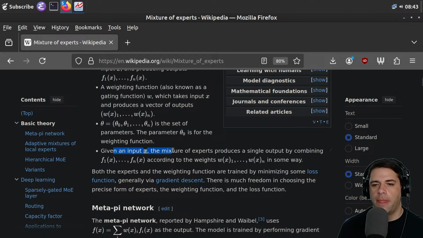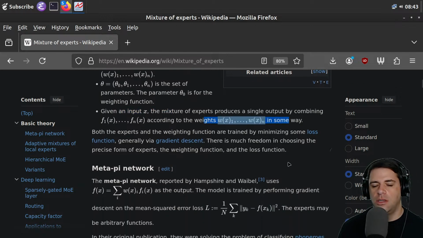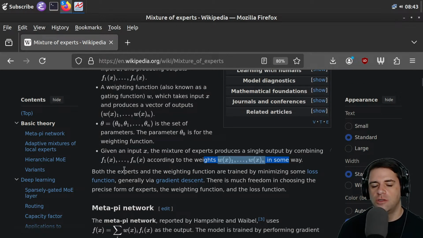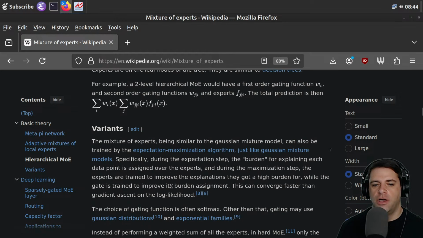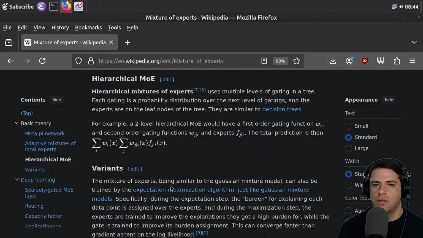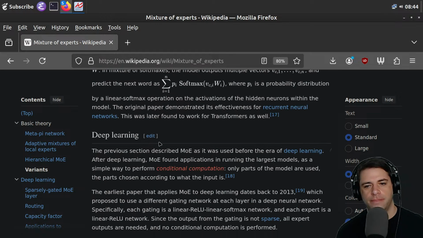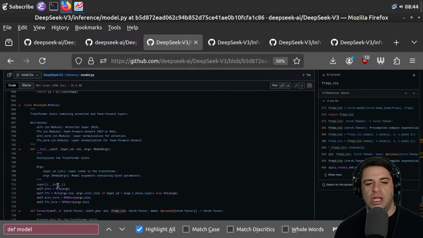And given an input X, the mixture is just you take the weight of X1, multiply it, I think, by F1 of X. Maybe you don't multiply it. Maybe you have some other way of combining it. But essentially, you combine the functions with the weights, and these are all learned, trained parameters. Both the experts and weighting functions are trained to minimize some loss function. And they talk about the loss functions in the papers, and you can do various variants of it. But at any rate, that's what they're doing.